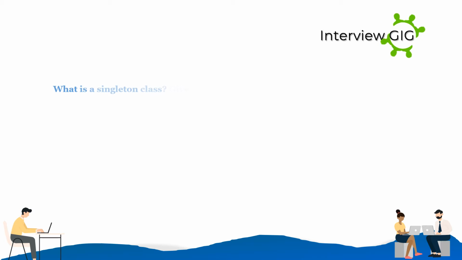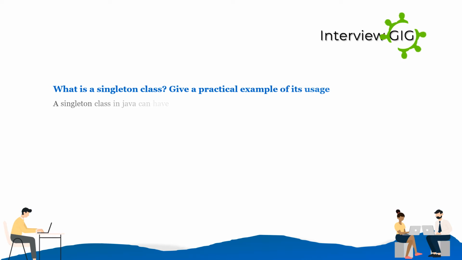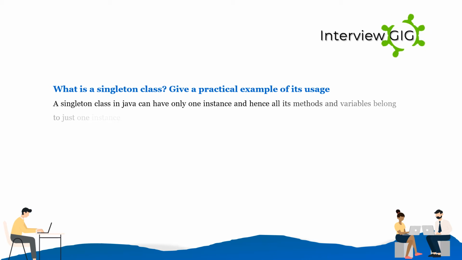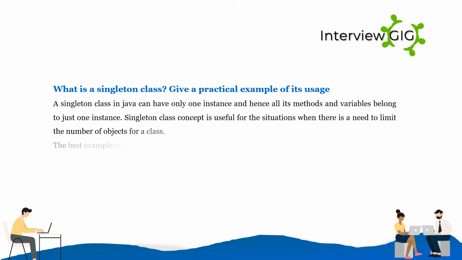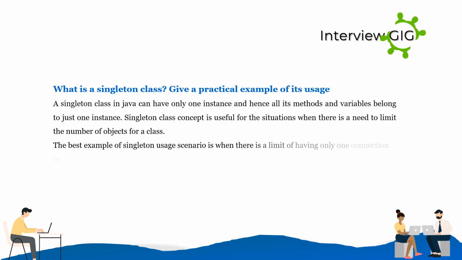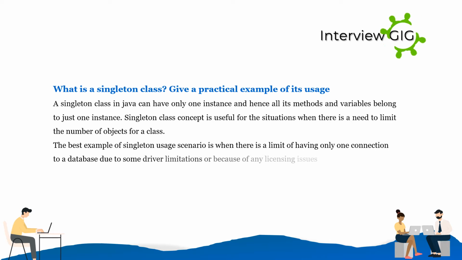What is a singleton class? Give a practical example of its usage. A singleton class in Java can have only one instance, and hence all its methods and variables belong to just one instance. The singleton class concept is useful for situations when there is a need to limit the number of objects for a class. The best example of a singleton usage scenario is when there is a limit of having only one connection to a database due to some driver limitations or because of any licensing issues.